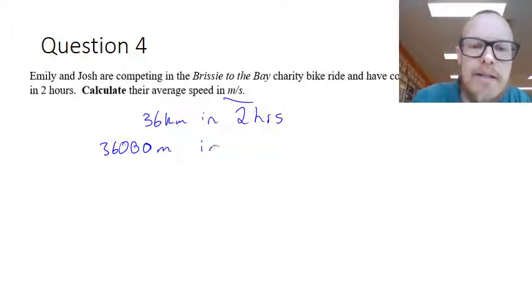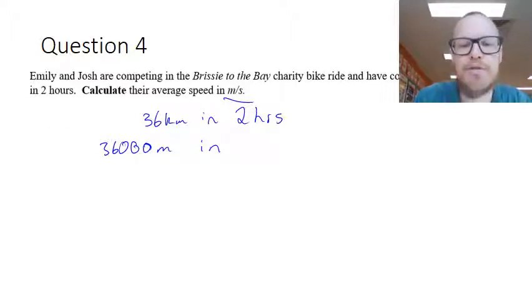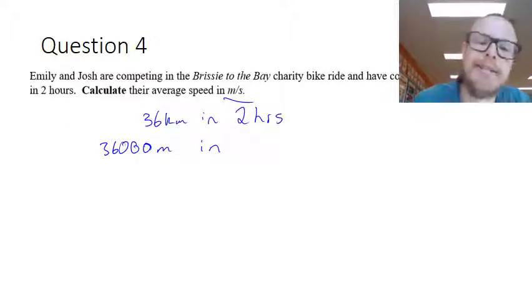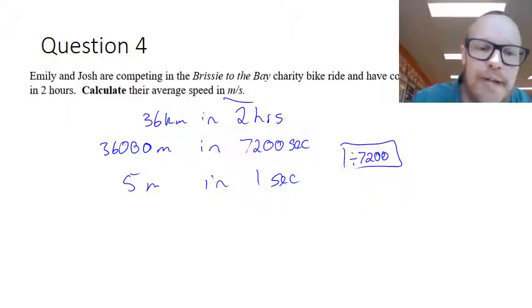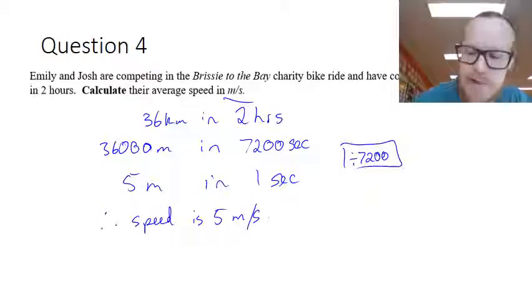36,000 metres. 2 hours in seconds is 2 times 60 times 60, because we do 2 times 60 to get it in minutes, and then multiply by 60 again to get it in seconds. So that gives 7,200 seconds. Then if we divide both sides by 7,200, we get in 1 second, which is per second, each second. So dividing this side, we get 5 metres in 1 second. So we can say, therefore, the speed is 5 metres per second.